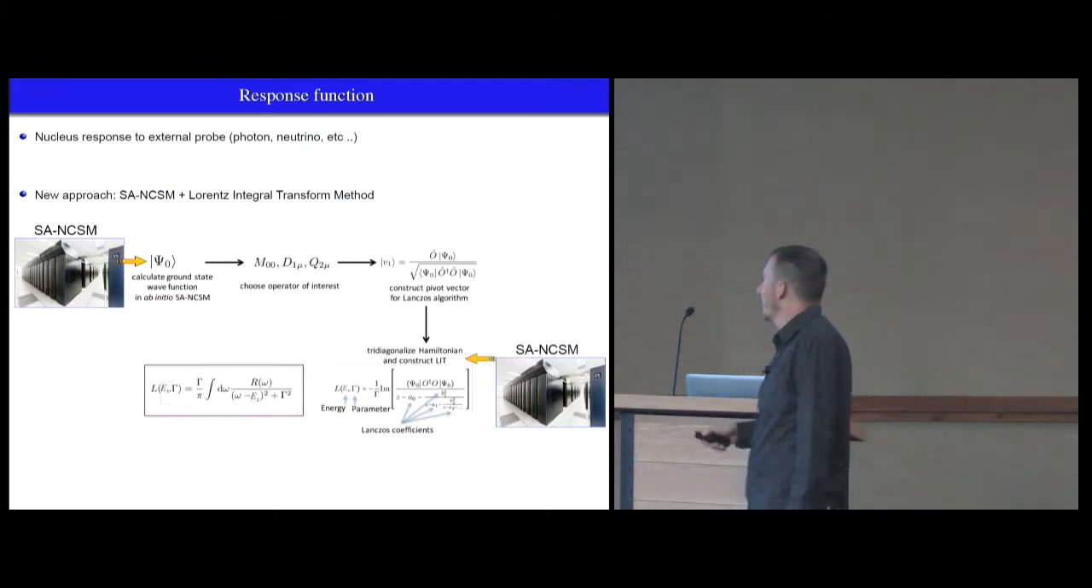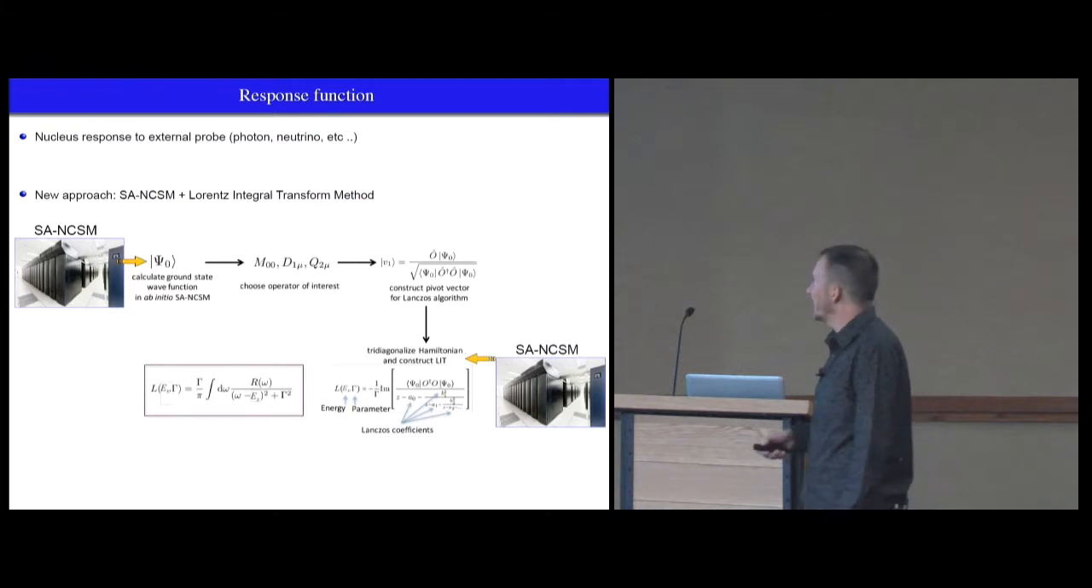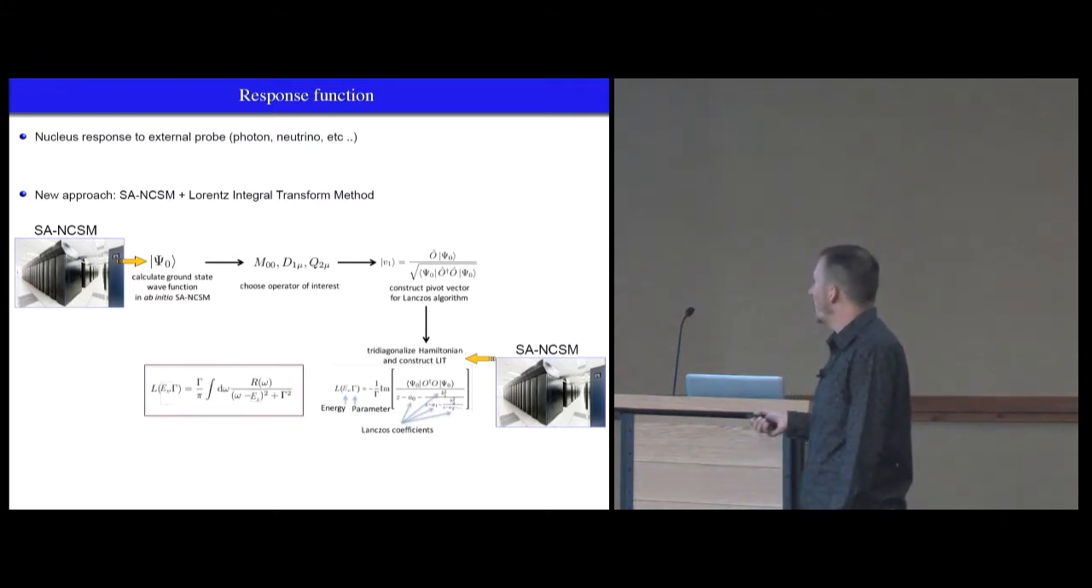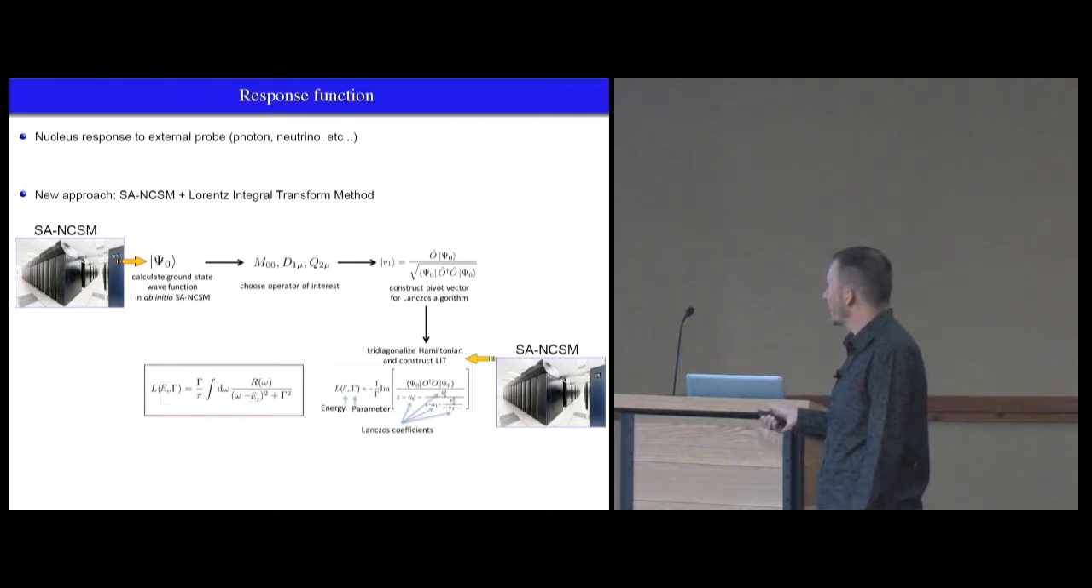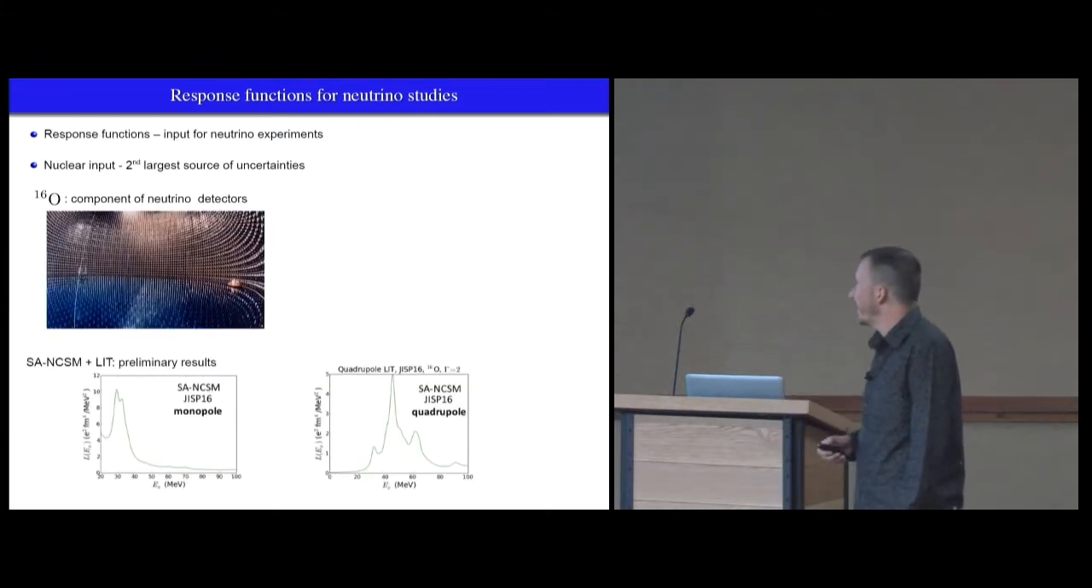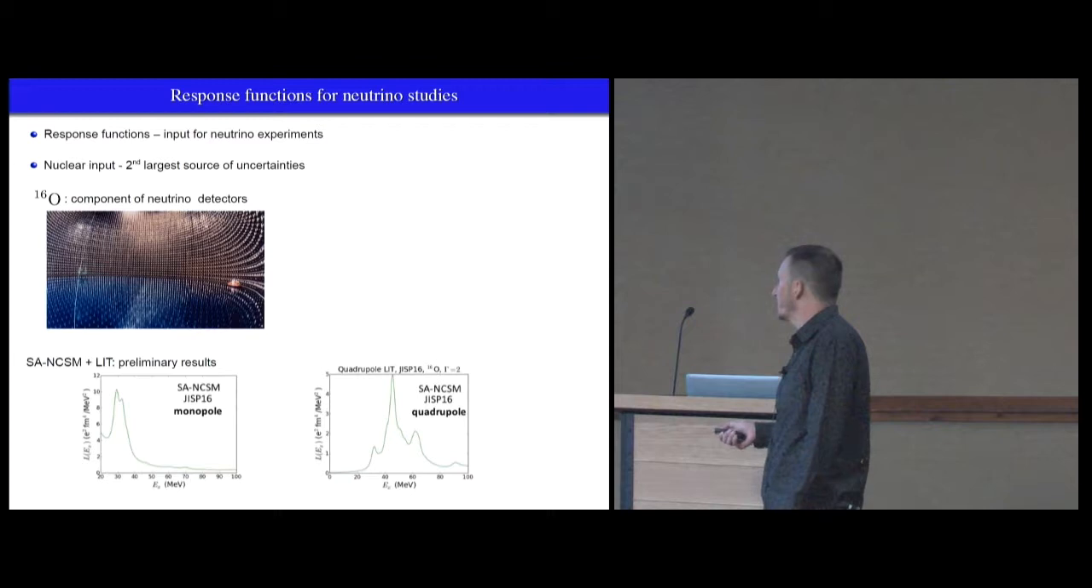shows how the target, nuclear target, interacts with external probe. Then he calculates the Lanczos algorithm with pivot, and from the Lanczos algorithm gets parameters, and again uses Blue Waters to construct a Lorentz integral transform method. And finally, he gets response functions.